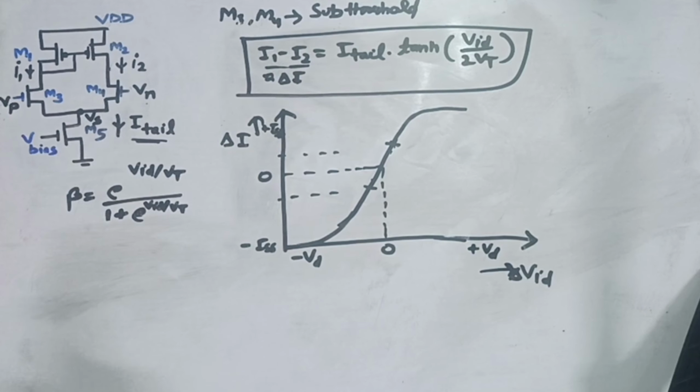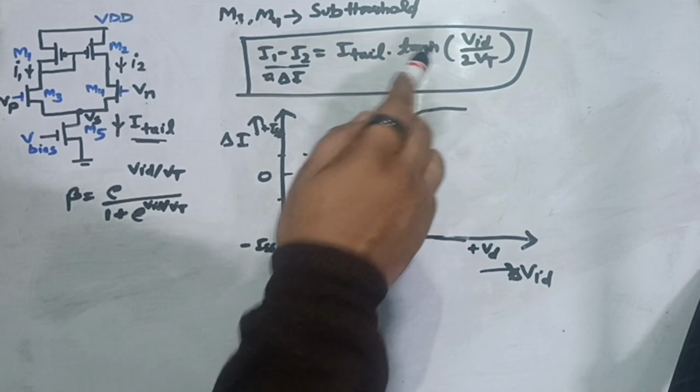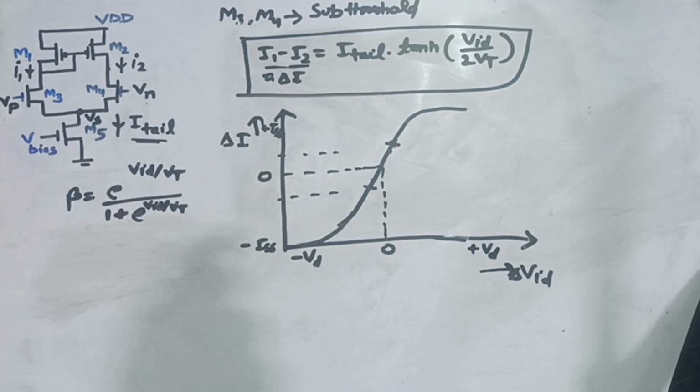So this was the question which was asked here. You had to derive this equation between delta I and delta VID. Based on that, you have to plot this graph and you have to understand what this graph is trying to explain. So I am sure you must have learned the basics about this differential amplifier.